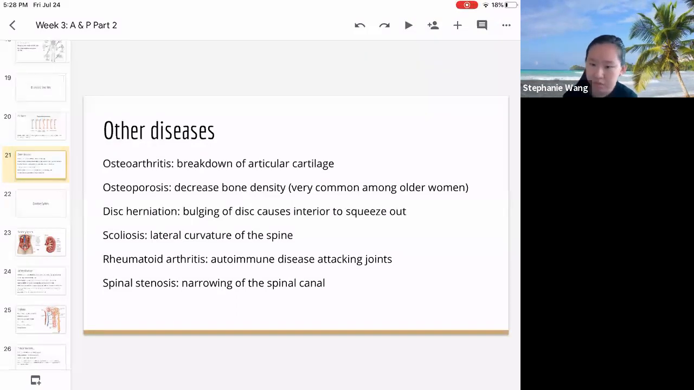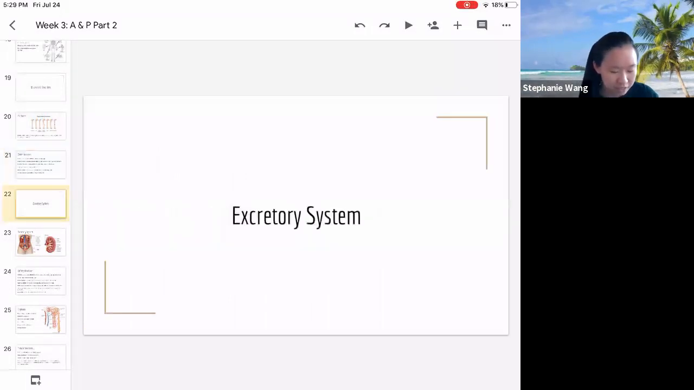Okay, Max asks, what is the relationship between osteoporosis and osteopenia? Well, osteoporosis is when the bone density gets less. Well, okay, penia just means a decrease in something. This is a good question. I'm actually not completely sure. Sorry about that. But I'd say the more common one would be osteoporosis because that is a decrease in bone density and there's a lot of people who have it. So yeah. All right, next we're gonna move on to the excretory system.